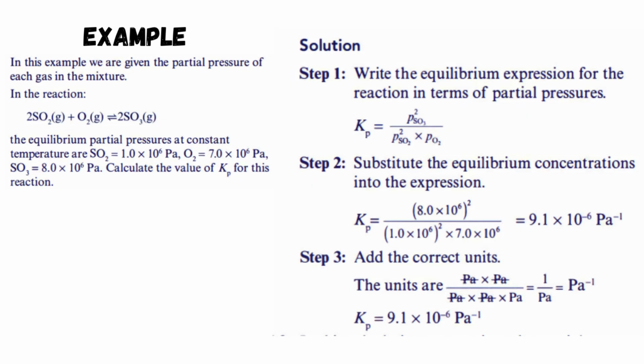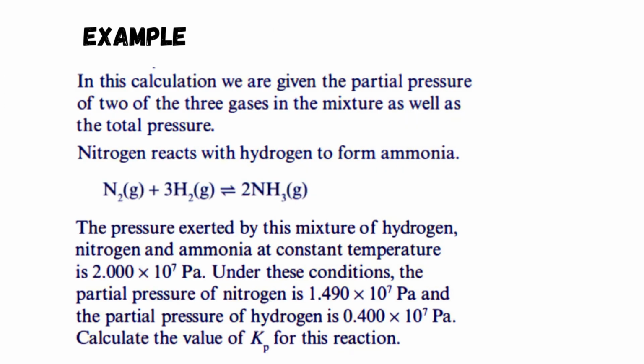Step 1. Write the equilibrium expressions for the reaction in terms of partial pressures. Step 2. Substitute the equilibrium concentrations into the expression. Step 3. Add the correct units. Example, in this calculation, we are given the partial pressure of 2 of the 3 gases in the mixture as well as the total pressure.